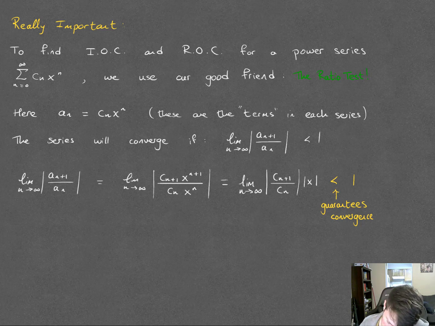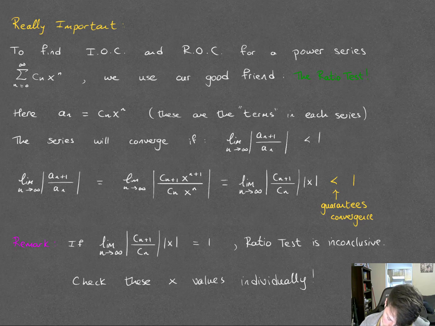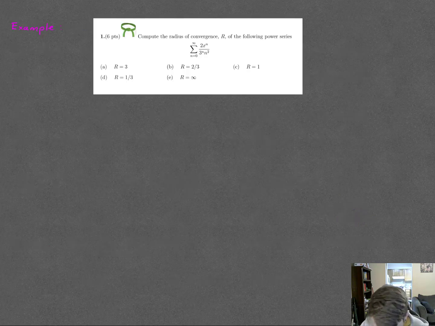Now, this x to the n will always cancel with the x to the n up top, and you're just left with x, and then you have this limit of Cn plus 1 over Cn. And if this thing is less than 1, the ratio test will guarantee convergence. Okay? But remember that if this limit gives you 1, the ratio test is inconclusive. So you have to check these values individually. Okay, so let's look at an example.